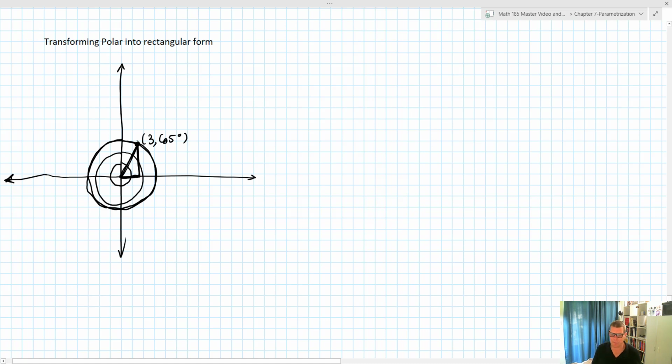So basically what we can do is say, okay, on the unit circle we have a radius r equals 1, and x is just going to equal cosine theta. So we can say x over r is going to equal cosine theta over 1.